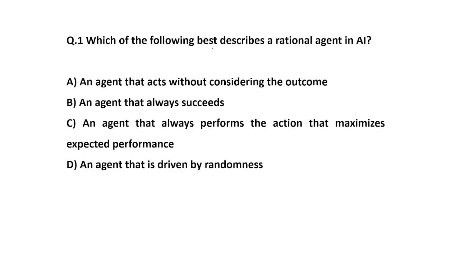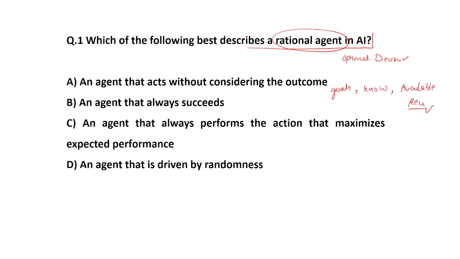The first question says, which of the following best describes a rational agent in artificial intelligence? So here we have four options. Before moving to the options, I would like to tell you about rational agents in AI. Basically, in AI, rational agents are designed to make optimal decisions based on their goals, their previous knowledge and the available resources. This is how rational agents work in artificial intelligence.